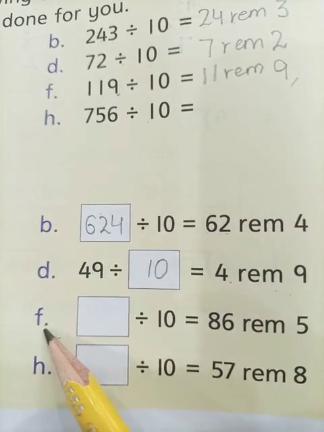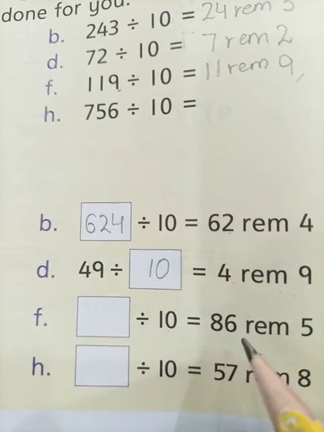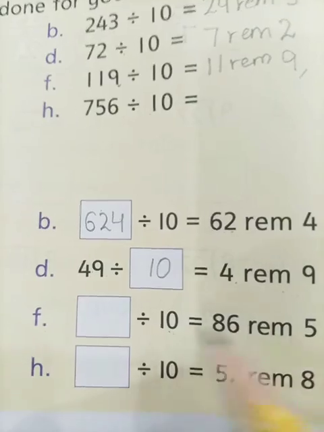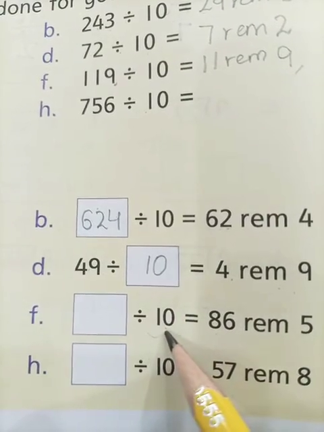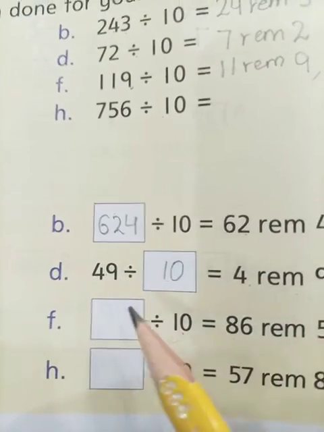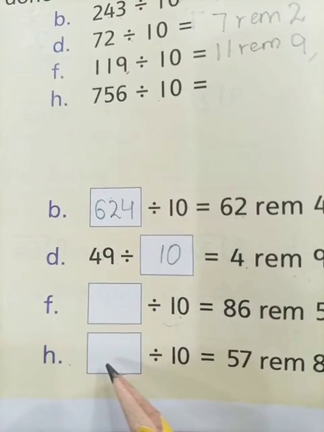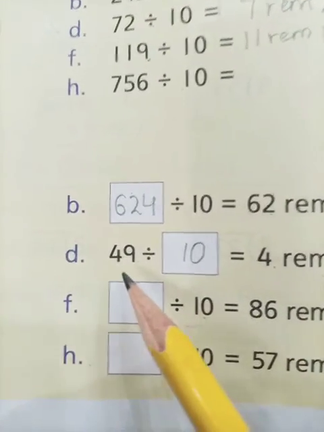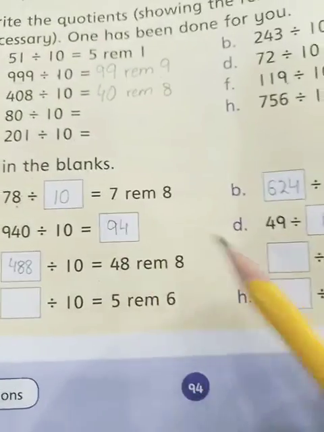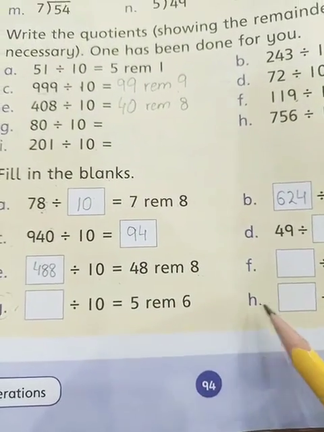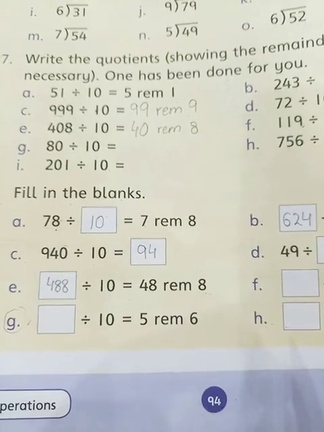Next is part F. So students, here 8, 6 and 5 are divided by the number 10. So they will be combined and written here, just like part H. So students, you are going to solve parts F, G and H by yourself as your homework.